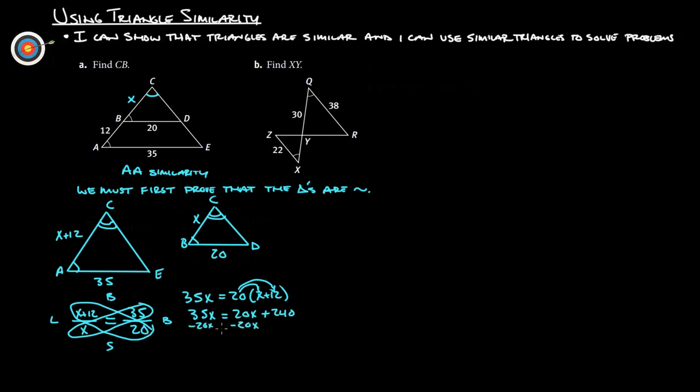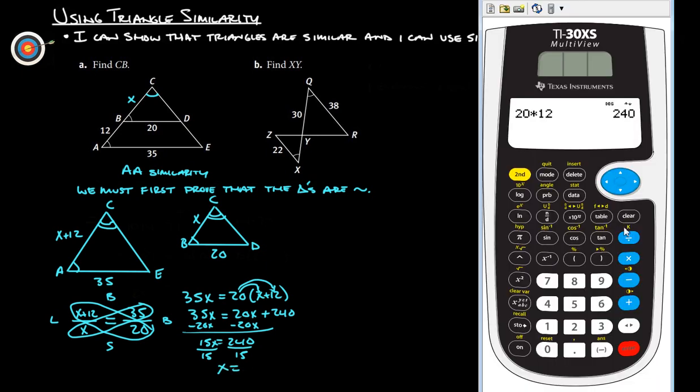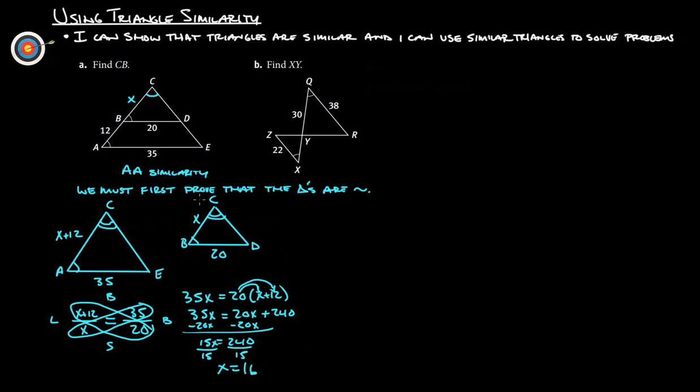All right. And then let's move our x's over to one side. Subtract 20x. 15x equals 240. Divide both sides by 15, and we will find what our x is. So 240 divided by 15 gives us that x is 16. So this side up here is 16. That is CB. So CB equals 16.